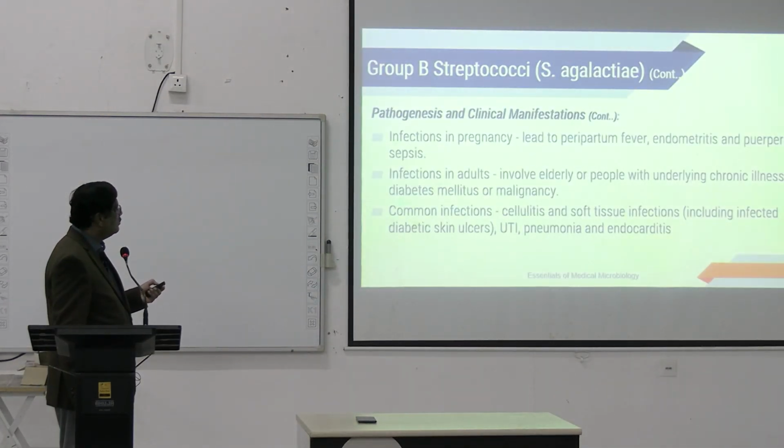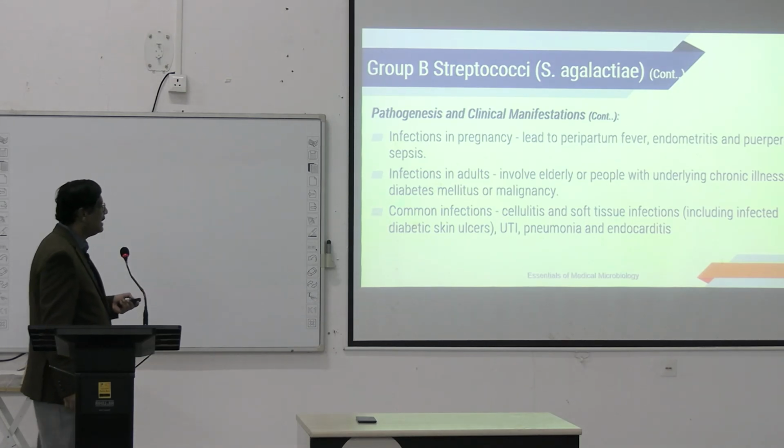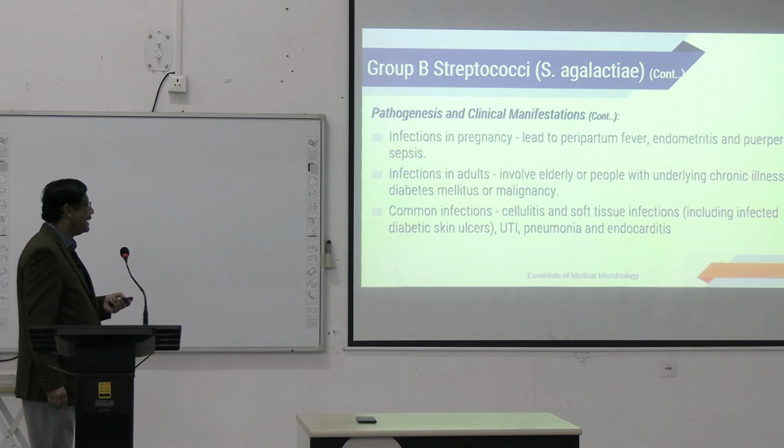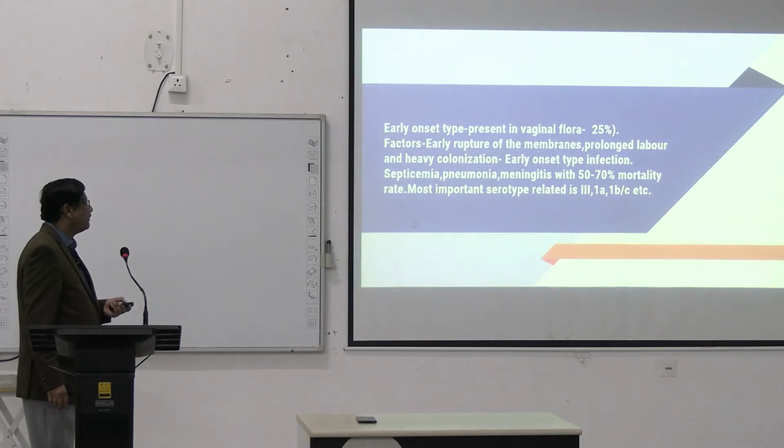Infections in pregnancy lead to peripartum fever, endometritis, and puerperal sepsis. Infection in adults involves the elderly and people with underlying chronic illness, diabetes mellitus, and malignancy. The common infections are cellulitis and soft tissue infections.